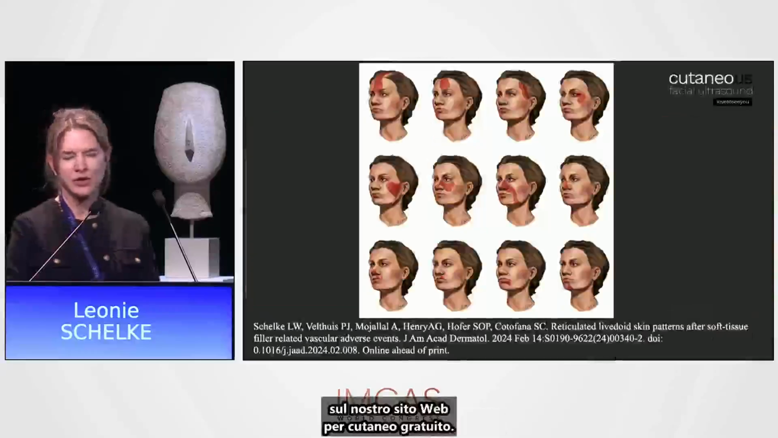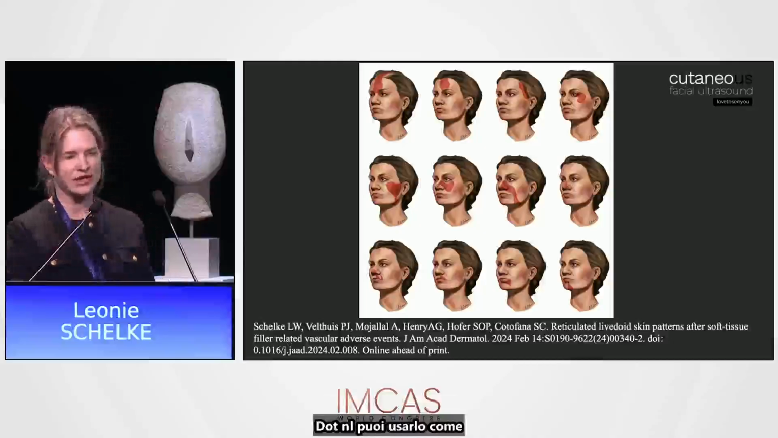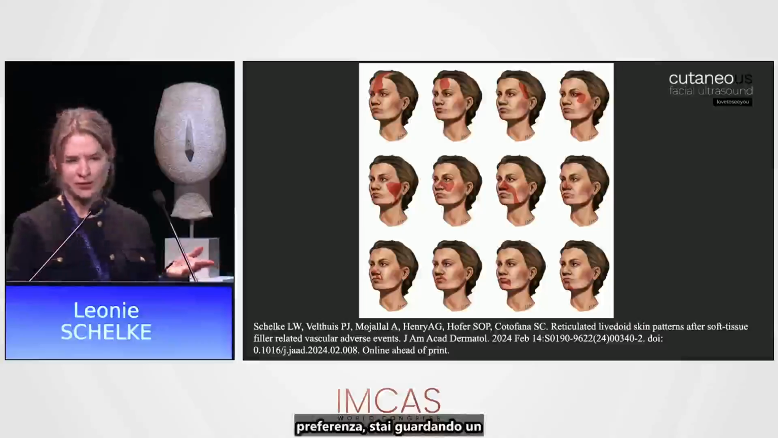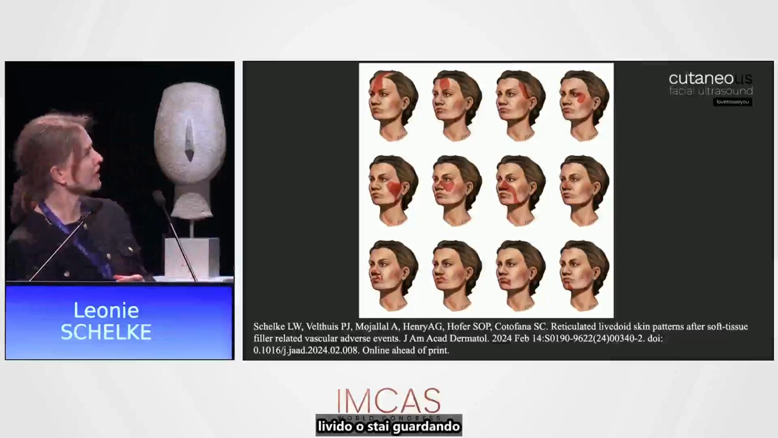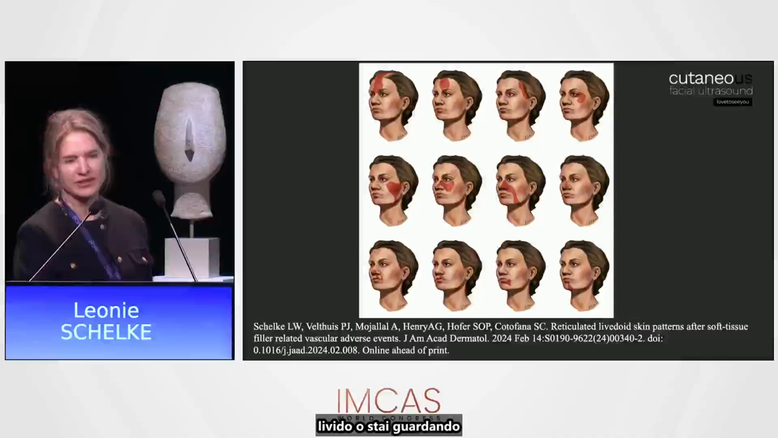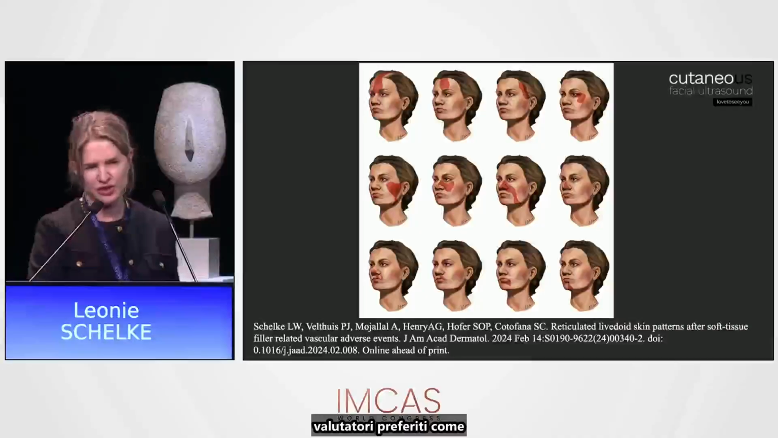So you can download this publication on our website. It's for free, cutaneous.nl. You can use this as a reference. Are you looking at a bruise, or are you looking at these very specific skin patterns reflecting the perforators as good neighbors trying to help?